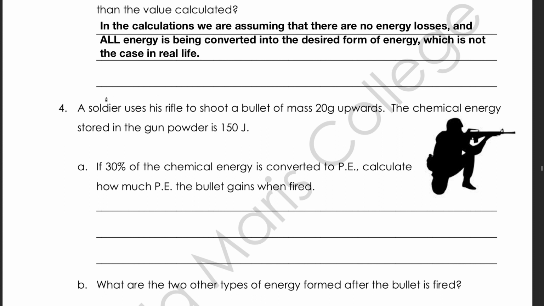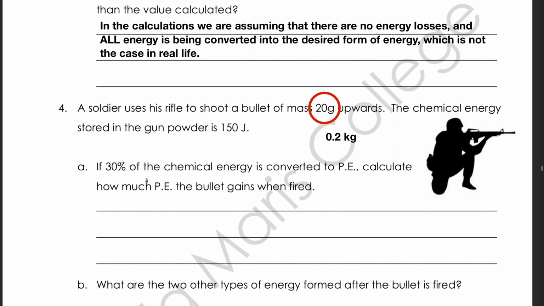The chemical energy stored in the gunpowder is 150 joules. So straight away, as soon as we read the question, there is something that should grab our attention. That 20 grams is not a value that we can work with. We have to convert that into kilograms, which will be 0.2 kilograms.